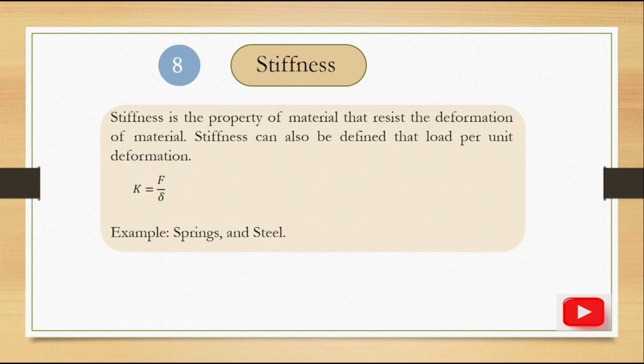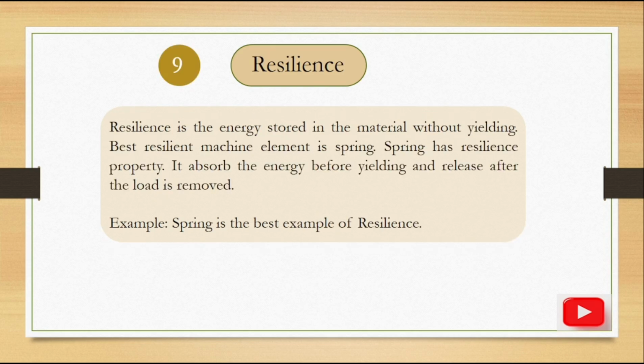Next is the stiffness. Stiffness is also a property of material that resists the deformation of material. Stiffness can also be defined as the load per unit deformation. So stiffness K is equal to applied load F divided by deflection delta. The best example is springs, and the second one is steel. Steel has higher stiffness.